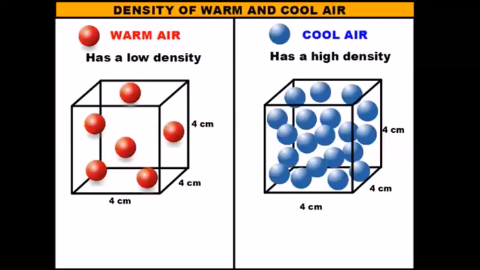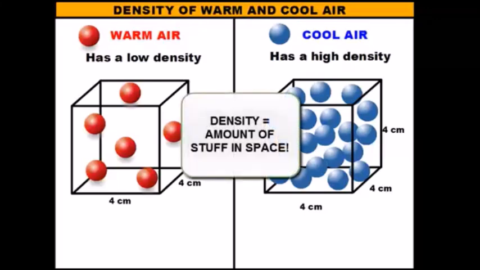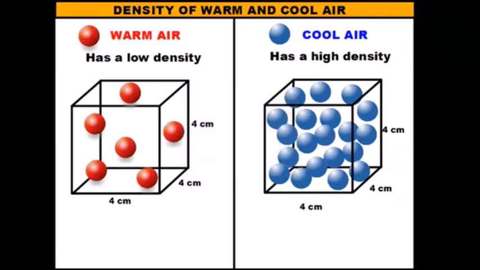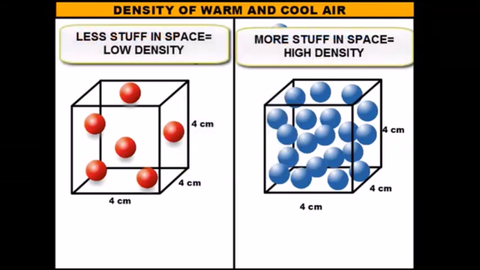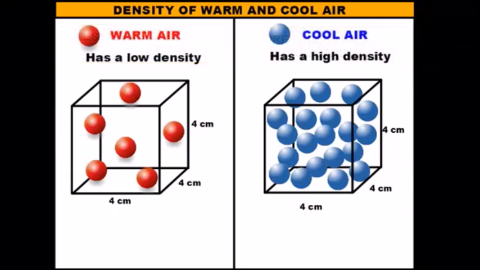Now in our last lesson on just general density, we learned that the amount of molecules in a particular given space determines whether something is more dense or less dense. So we learned that if it had more stuff in a given space, it was more dense, or if it had less stuff in a given space, it was less dense. And that same principle applies here to warm air and cool air.